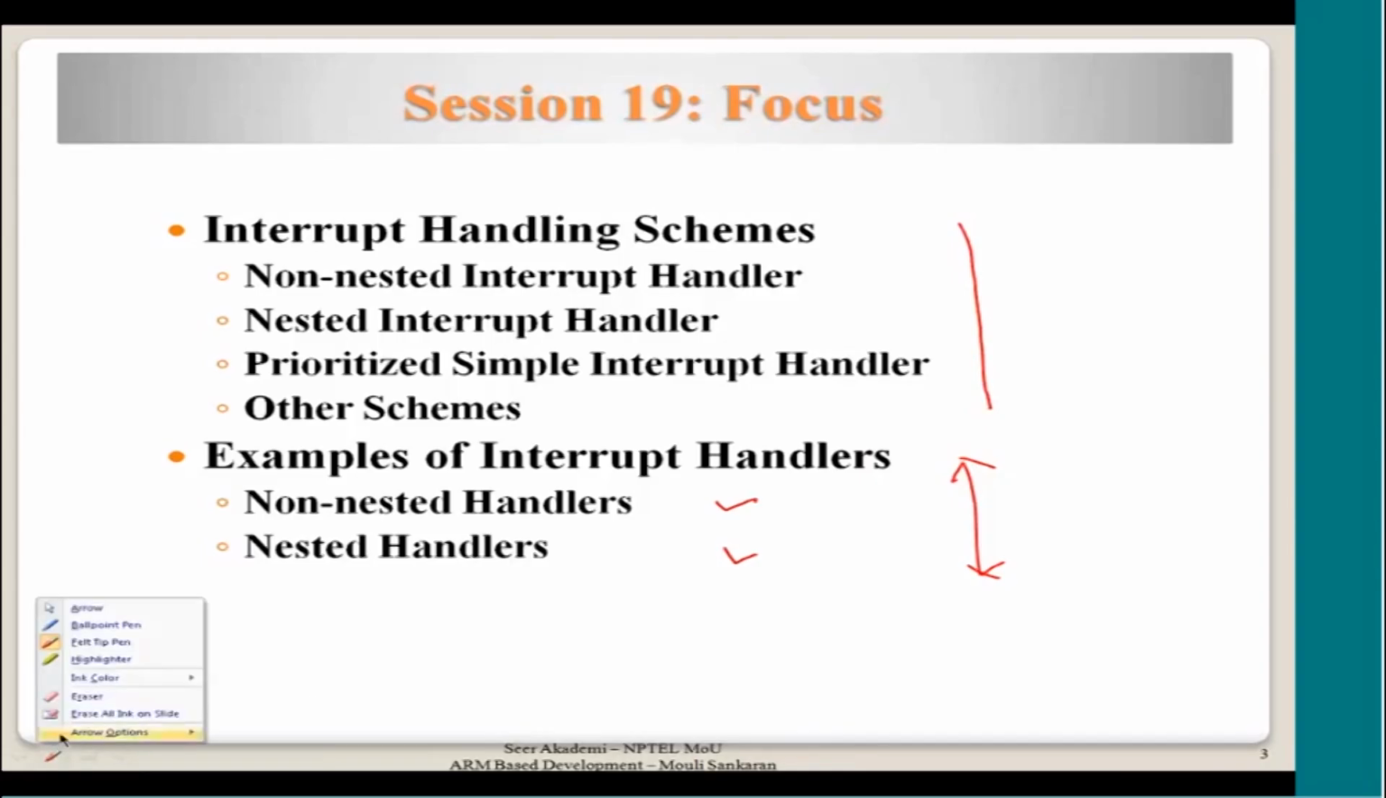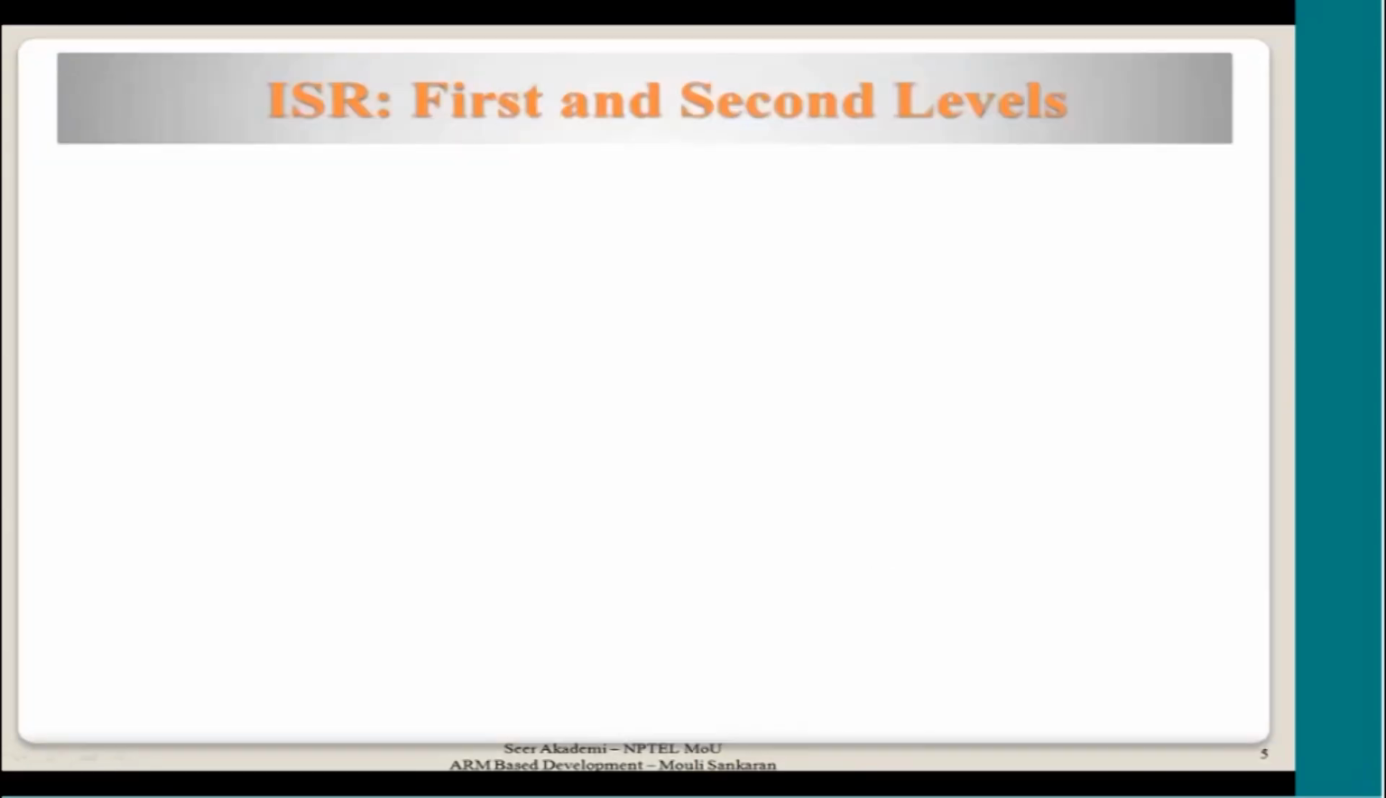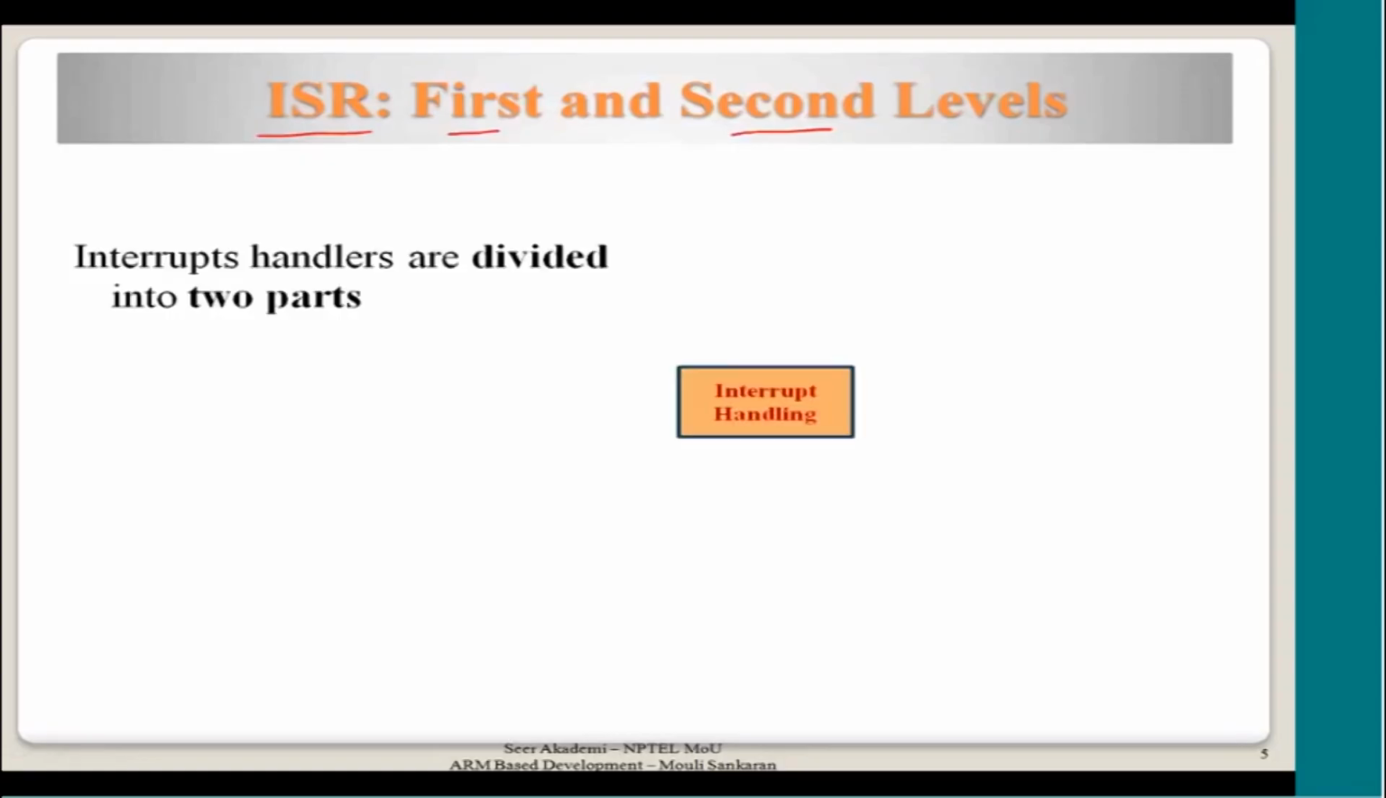Very good. So let us see. ISR is interrupt service routine. There are two levels normally in handling the interrupt. I'll explain with an example how typically some implementations are done in real life scenarios, so that you understand what I mean by first level and second level.